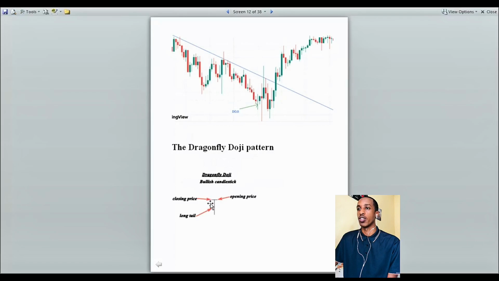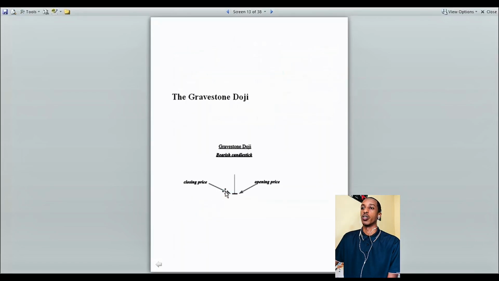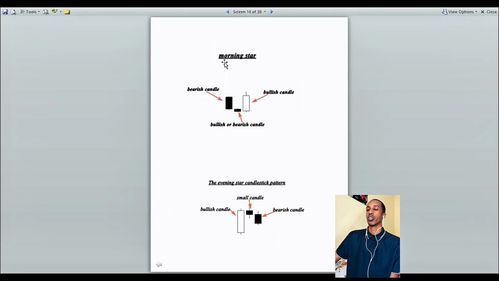This one is a bullish candlestick, and the gravestone doji is like this one. It is like an inverted T, or a T turned upside down, and the open price and the close price are on the same level. So we're going to see here another candlestick pattern which is called the morning star. Morning star is formed by 3 candles, 2 bearish candles and 1 bullish candle.